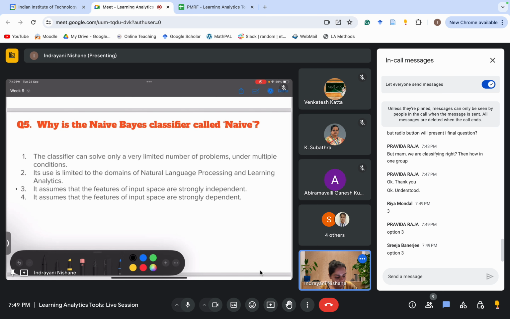Yes, absolutely correct. The naive assumption that all the features are strongly independent, that they don't interfere with each other or influence each other, is a very naive assumption. So that's why it is called naive Bayes classifier.